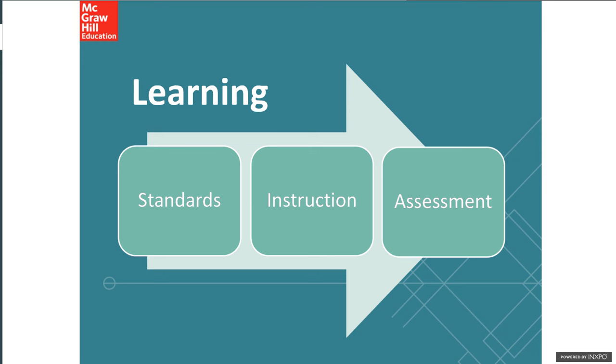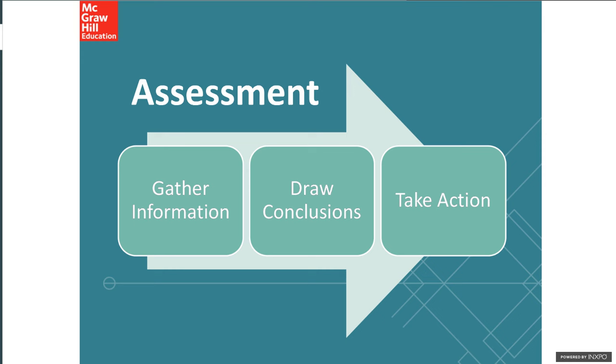Then the degree to which we see the success of the instruction and the degree of learning is through assessment. And so learning is standards, instruction, and assessment. And although this is represented here in a straight arrow, it's really very much an iterative process because we use this assessment then to determine what further instruction is needed.